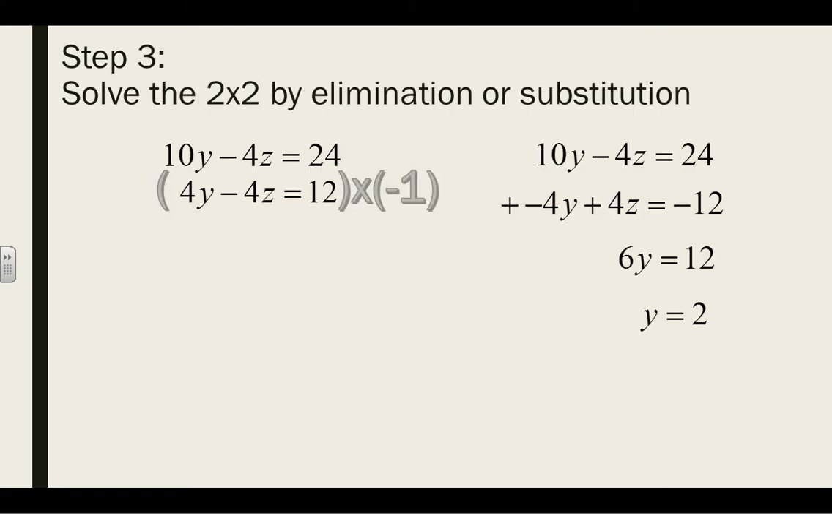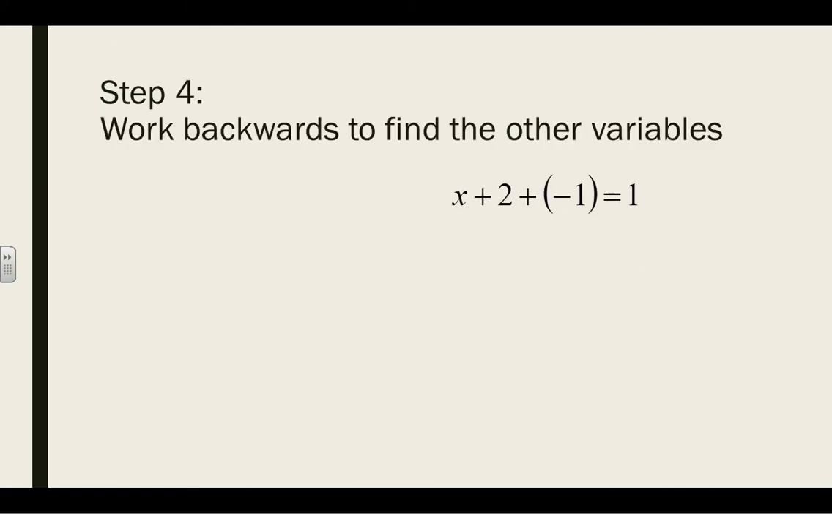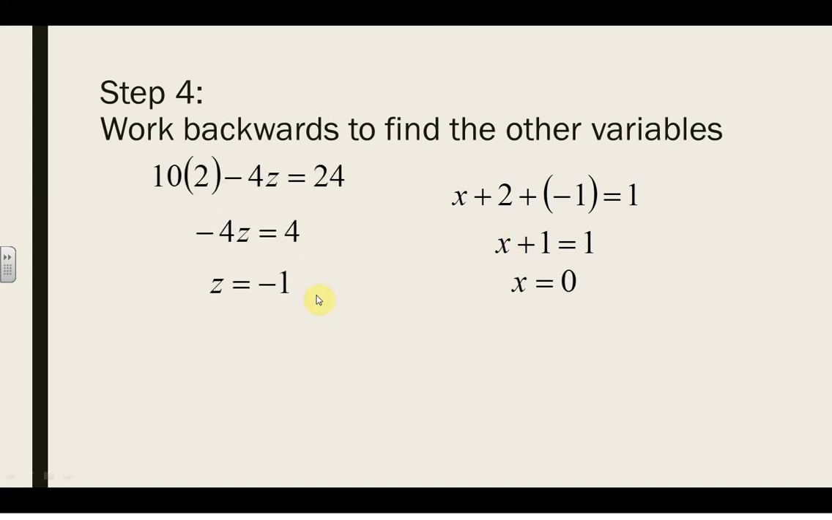Now just work yourself backwards. So plug 2 in for y, get x, then plug that in, get the z. So this should have happened first. We should have gotten the z first, and then plug the -1 and the 2 in for y and z to get x. So you get 0, 2, -1.